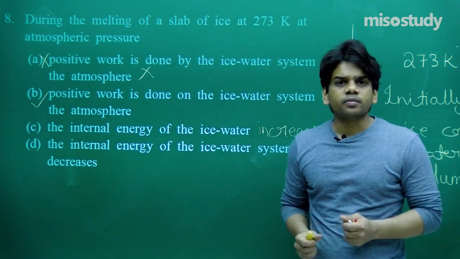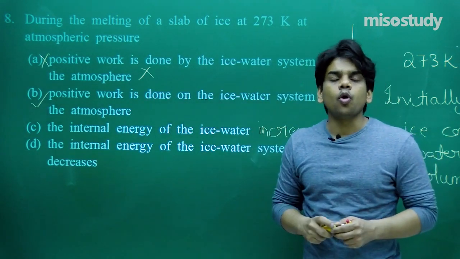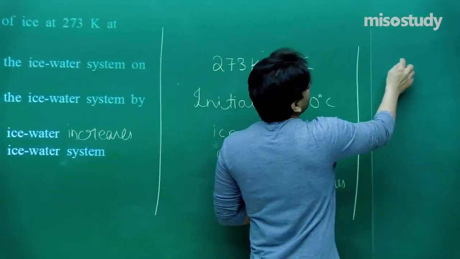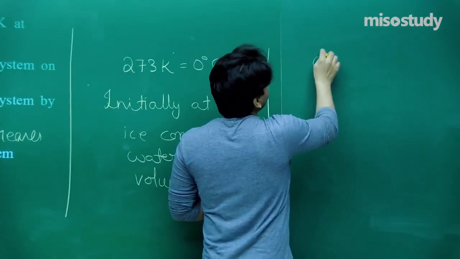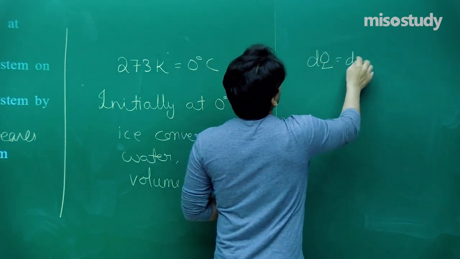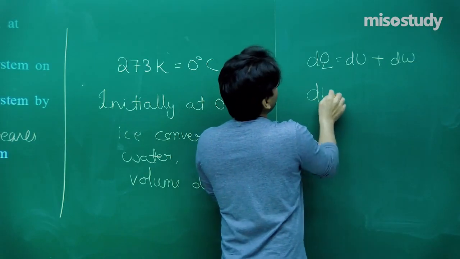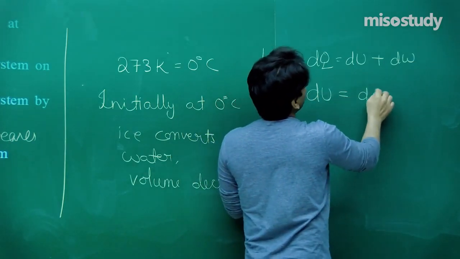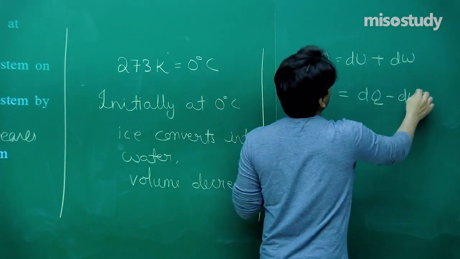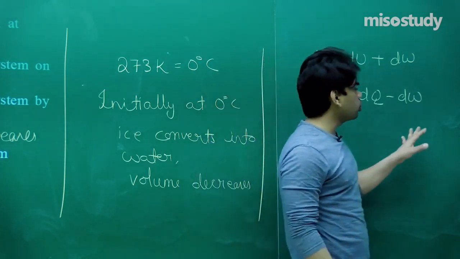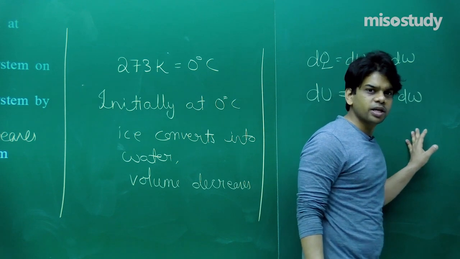First of all, you see, it's getting compressed. So what will happen? Let me write down here. We all know that dQ is equal to dU plus dW. Now what will be the value of dU? dU is equal to dQ minus dW. That is what we can comment. Now once again, take note till here.